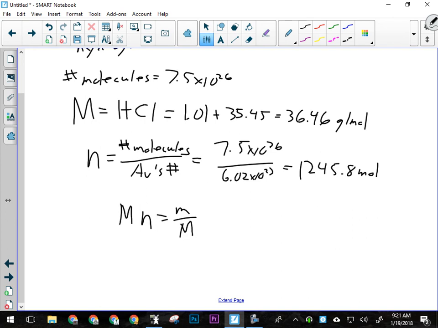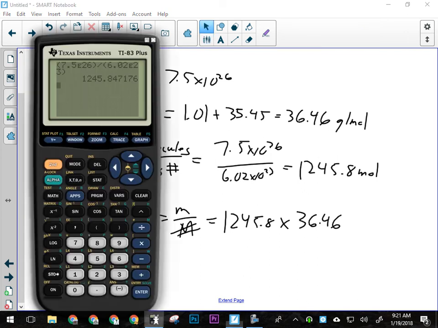So I'm going to multiply both sides by big M. That'll give me little m, so that'll be 1,245.8 and all the other decimals times 36.46 grams per mole. I'm just going to take that number and multiply. All right, so I have 45 kilograms of hydrochloric acid. That seems like something I wouldn't be allowed to carry around. You could just leave it like that. You don't have to convert. So 45,423.59 grams of hydrochloric acid.